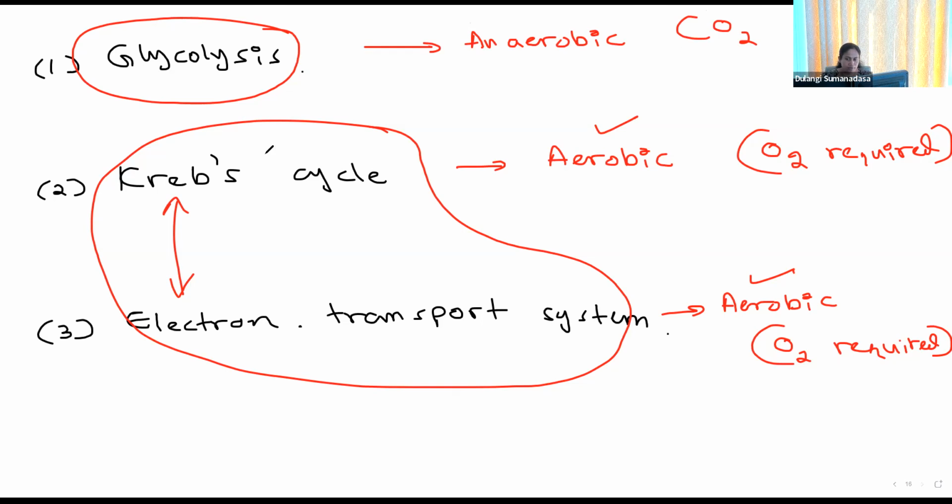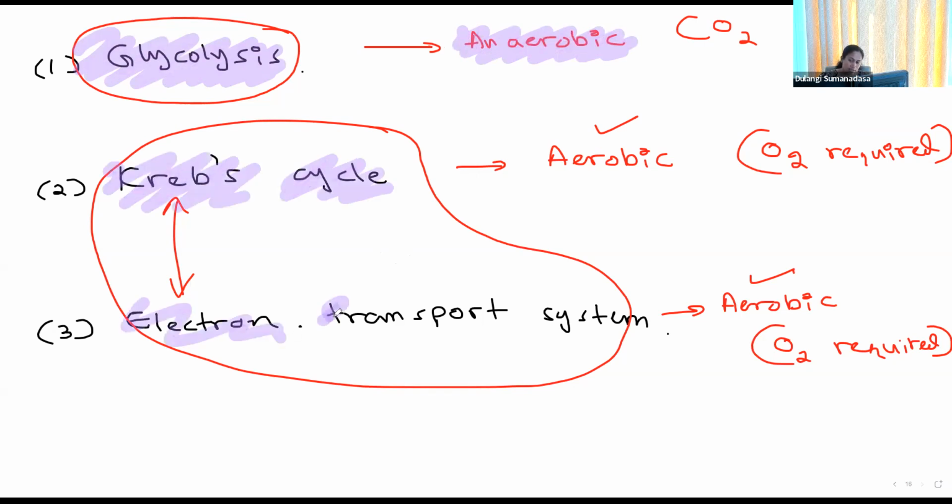So these 2 are coupled reactions, both require oxygen, indirectly or directly. So they are both aerobic processes. You have to remember this. I need you to use these terms. If I give you glycolysis, you need to know it's an anaerobic process. If I give you the Krebs cycle or the electron transport chain, you have to use the term aerobic processes.